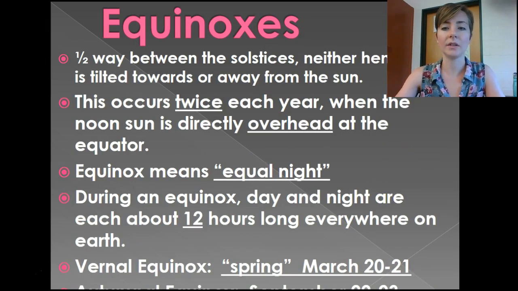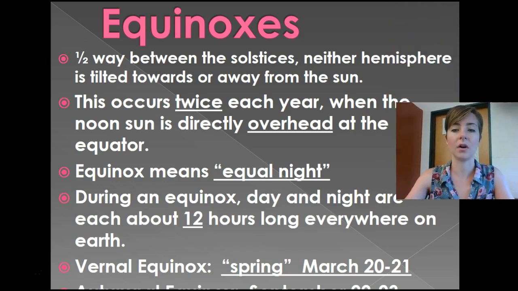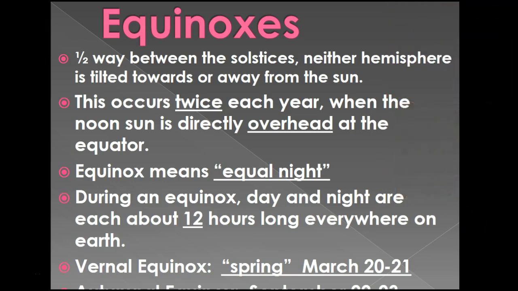The equinoxes are halfway between the solstices, so neither hemisphere is tilted towards or away from the sun. What this means is the equator is actually getting the most direct sunlight. This occurs twice each year when the noon sun is directly overhead at the equator. So instead of being directly overhead north or south of the equator, during the equinoxes it's directly overhead at the equator. Equinox means equal night.